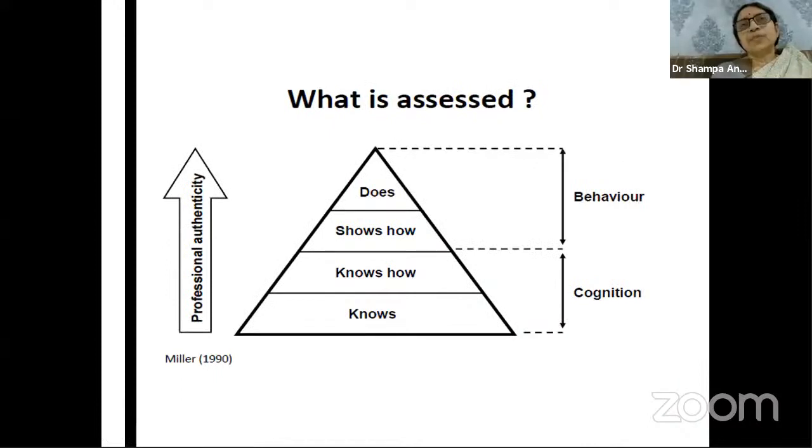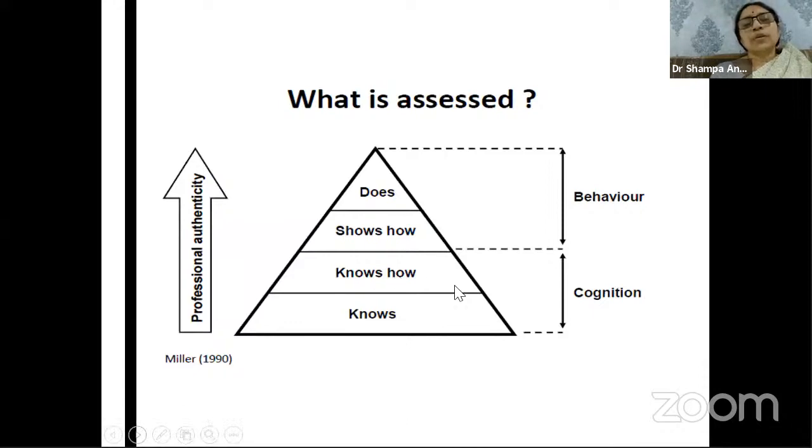Now we come to assessment of the second professional student. At the end of the session, at the end of 11 months, when we go to summative assessment, we have to assess his knowledge, the cognitive domain, by means of theory exam as well as viva voce. And the practical skills are always assessed by the practical examination.